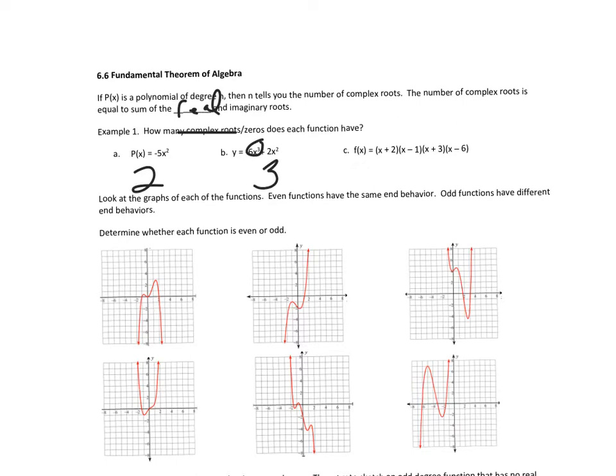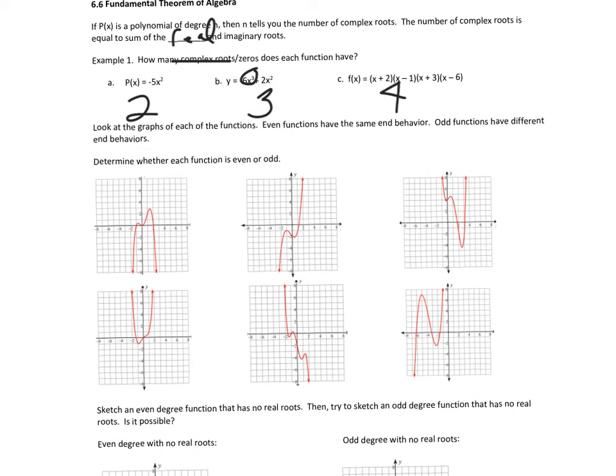This polynomial, the last one, is harder to figure out because it's not written in standard form. However, if you FOILed these two, you'd get an x squared term. And then if you FOILed these two, you'd have x squared. So if you multiply x squared times x squared, it's going to be x to the 4. So this would be degree 4.